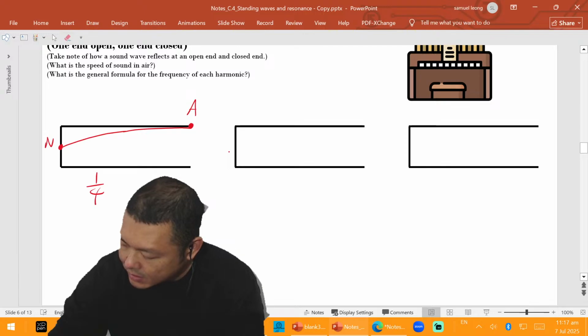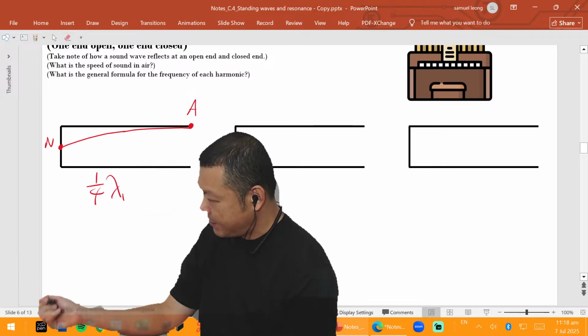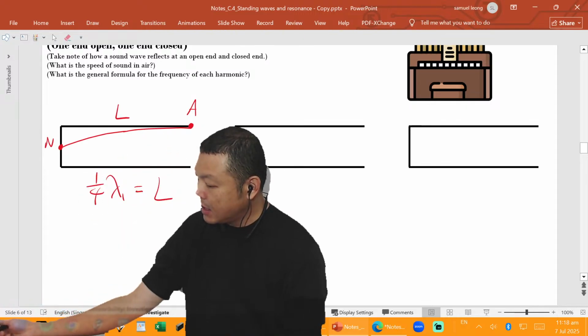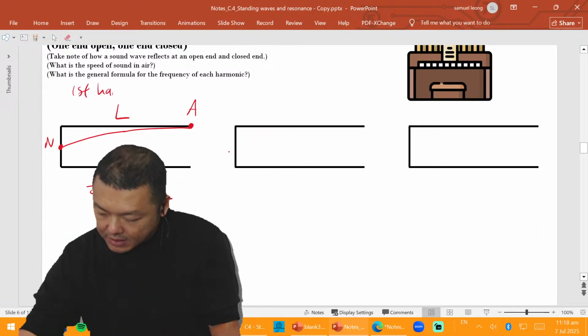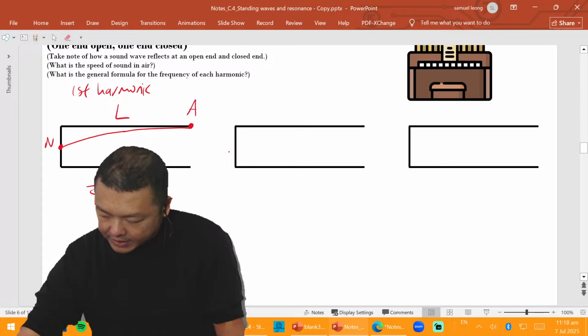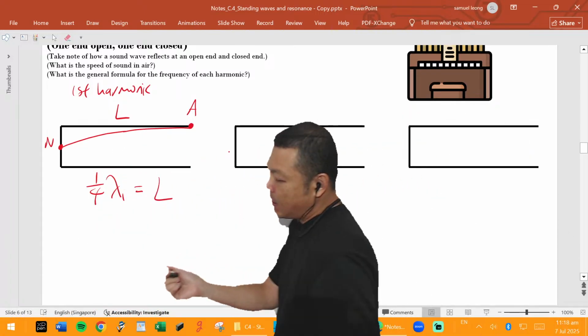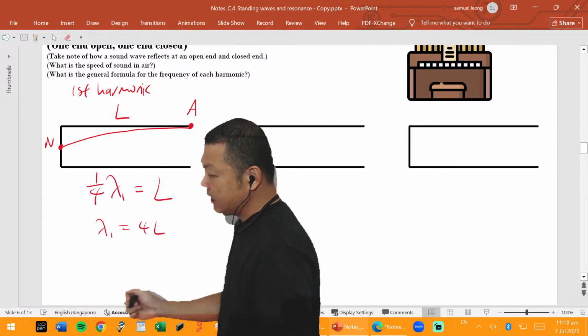One quarter of the wavelength, lambda one, the first harmonic, is equal to the length of the pipe. So this is the length of the pipe, and this is wavelength one. This is the first harmonic. You get this? One quarter. Or you can write lambda one equals 4L. That's fine too. I didn't do that during Saturday's class.